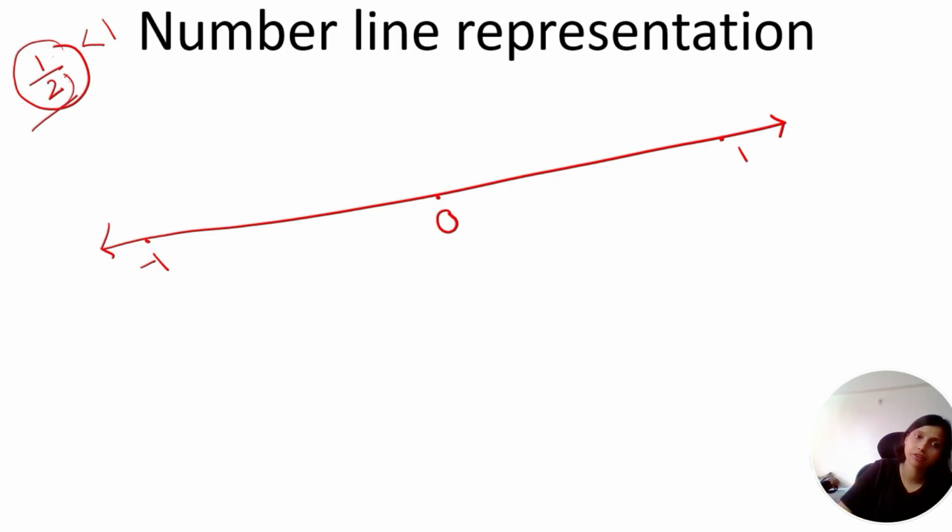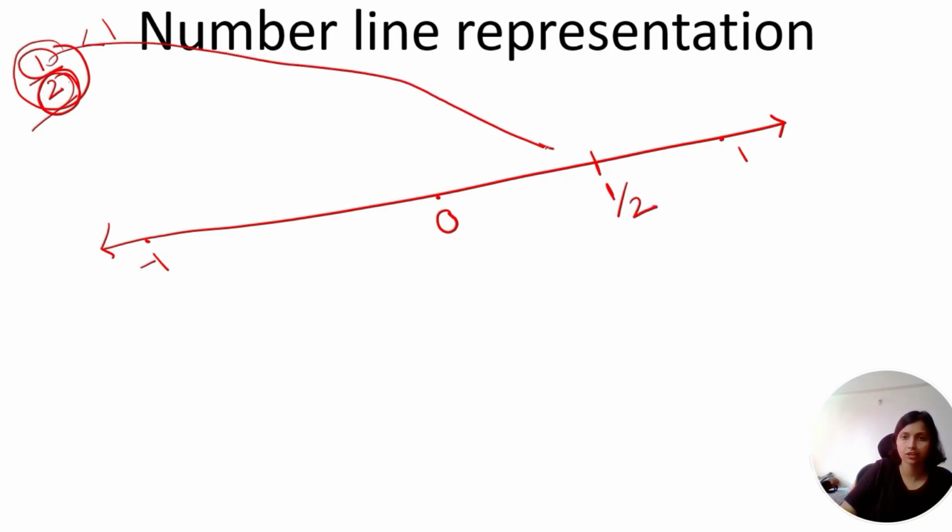So I have to divide 1 in 2 equal parts, as the denominator says. So I will divide 0 to 1 in 2 equal parts. So this first part will be 1 by 2. The first part will be 1 by 2. So this distance is 1 by 2. So we know 1 by 2 is the half of 1. Let us see another example.